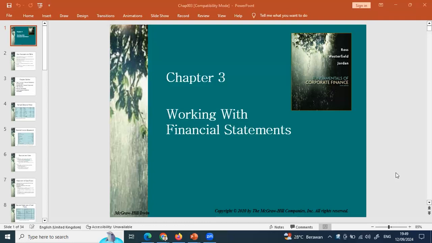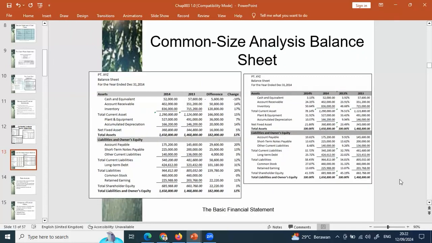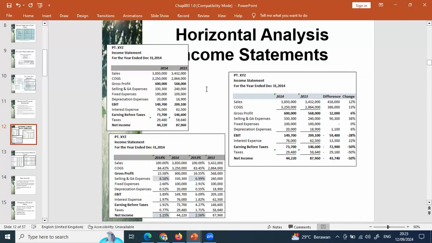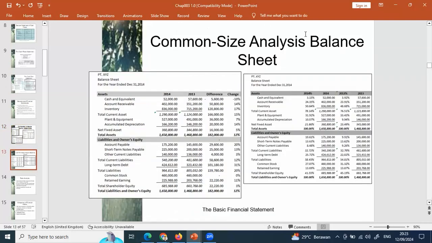Okay, chapter 3, working with financial statements. Methods to analyze the financial statements. There are two methods: horizontal analysis methods and common size methods.